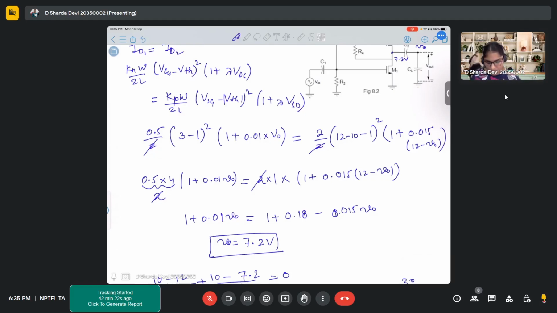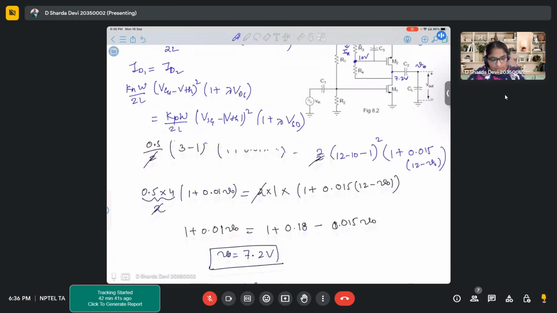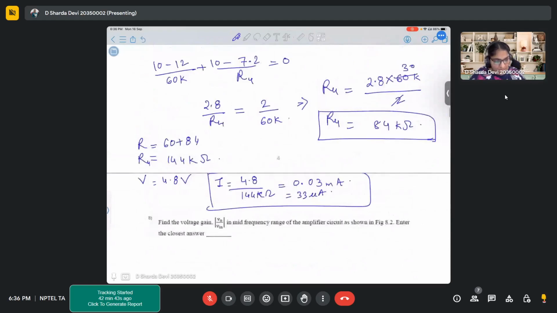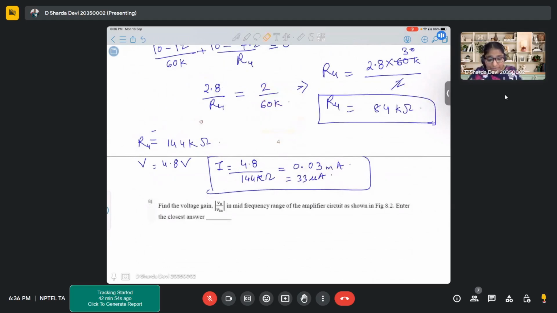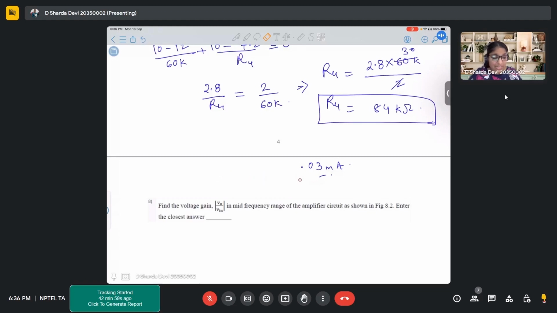So it's around 1.1 milliamperes, and the current that you are getting through your bias branch is 33 microamperes. That is very small, you can neglect it. But yes, if you are willing to solve it that way also, it will not change the results much.